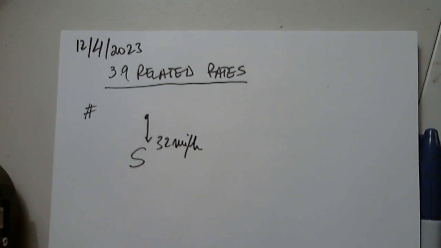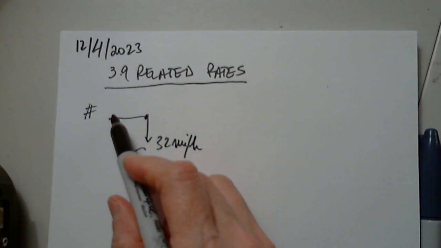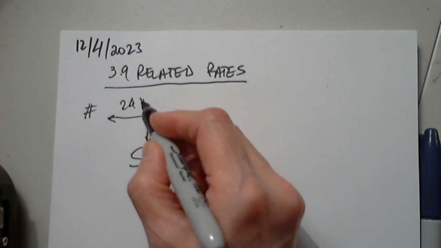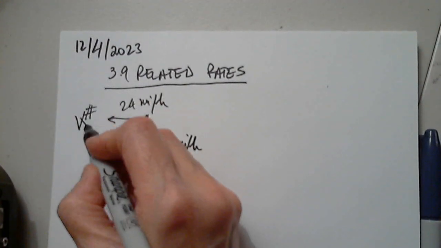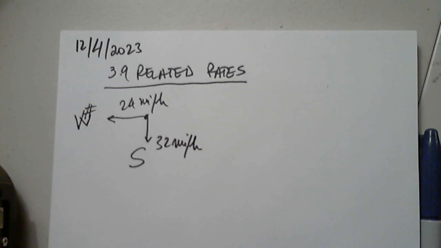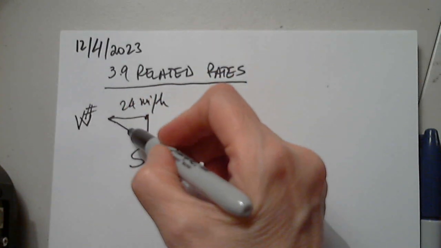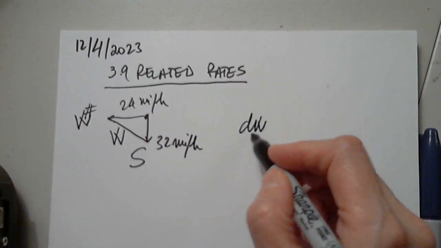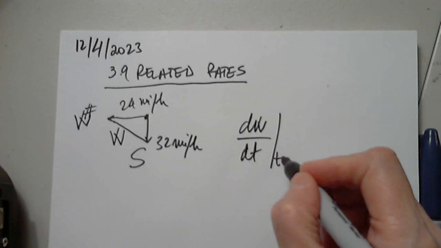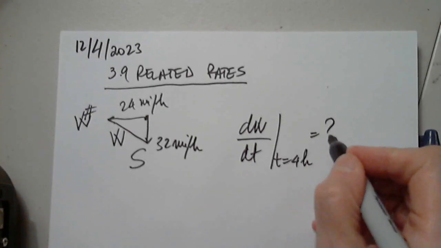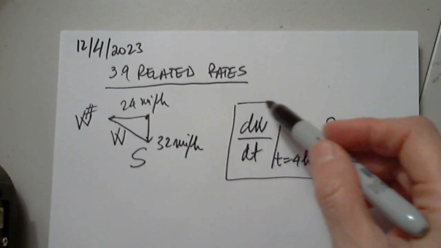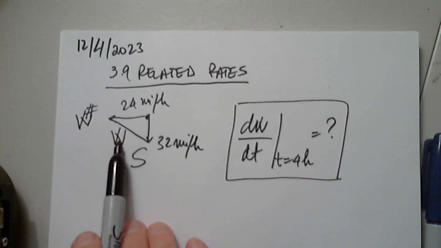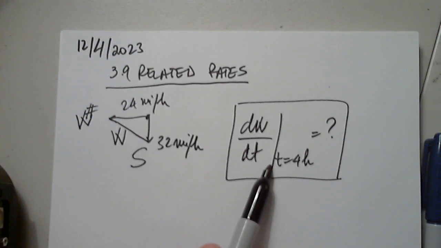And the other travels west at 24 miles per hour. At what rate in miles per hour is the distance between the cars increasing 4 hours later? So dw over dt when t equals 4 hours. So this is our question. How fast is w changing when time is 4 hours?